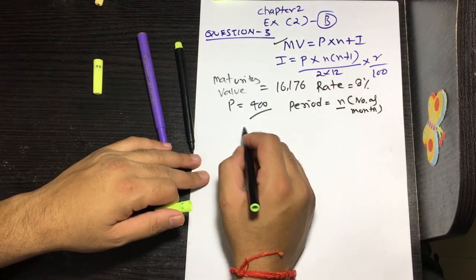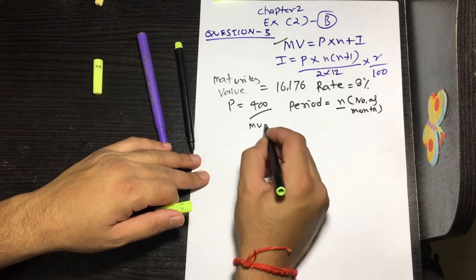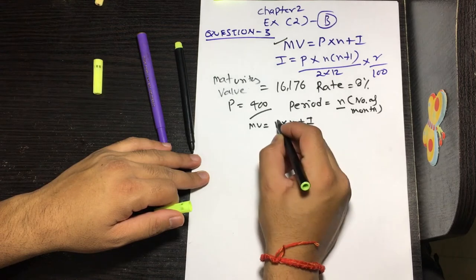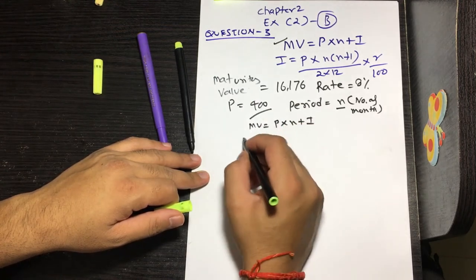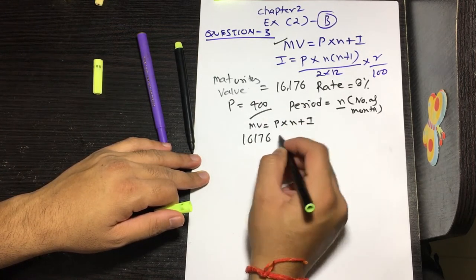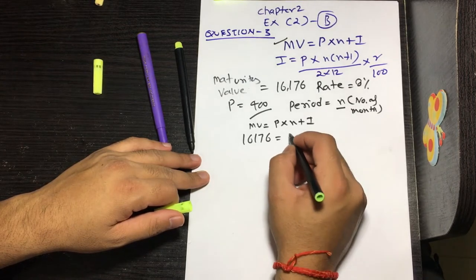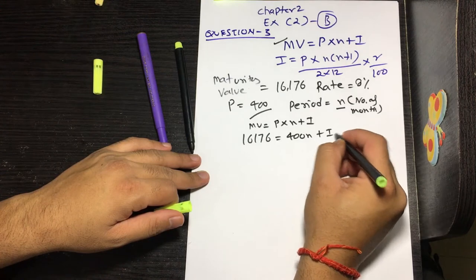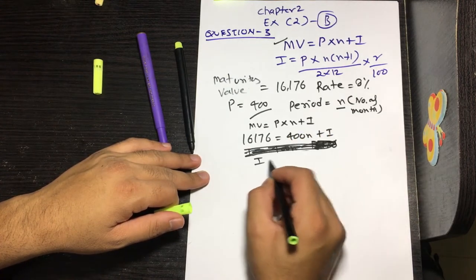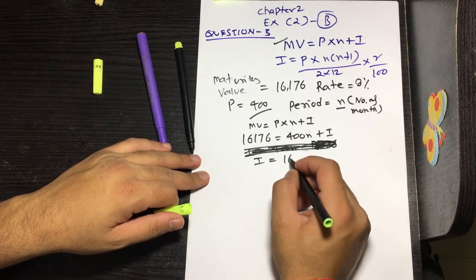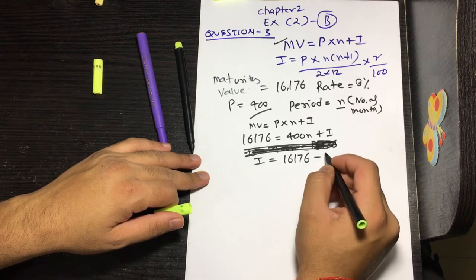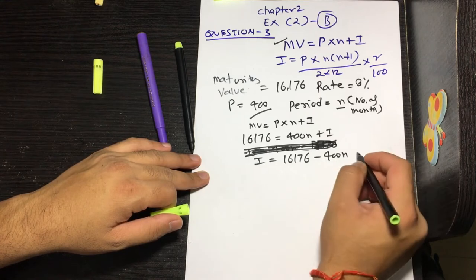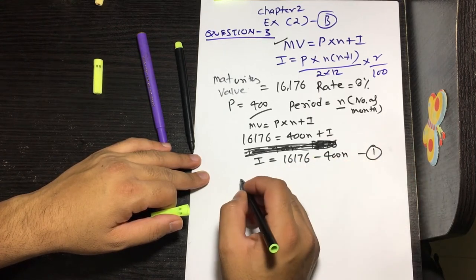So maturity value is what? Let me write the formula quickly here. MV is equal to P into N plus I, right? MV is 16176, equal to P, which is 400, N plus I. So I is equal to 16176 minus 400N, right? So this is equation number 1.